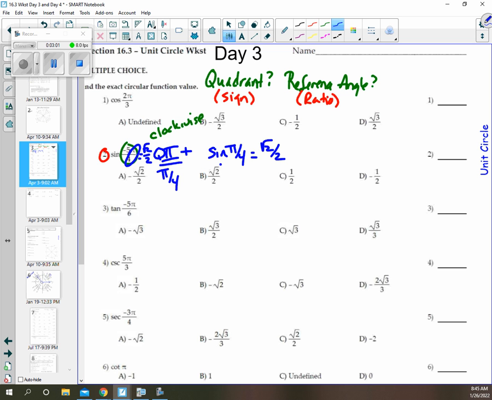So when I'm thinking about what I'm looking for, I have my reference angle that told me it was root 2 over 2. My quadrant was 2, so I knew it was positive, and I can find that answer. So that's the kind of thing you're going to be doing for each one of these. Where am I? What's my reference angle?